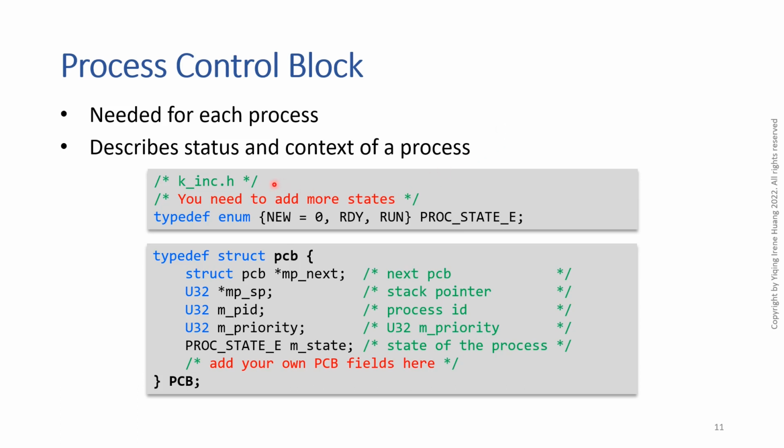In the starter code, we have predefined some states, such as the new state, the ready state, and the run state, and you need to add more states. For example, in this project, you have to add a blocked memory state. And then for the PCB, we give you a very simple one to get you started. It has a linked list data structure, so it links to the next ready process if you want to put all the PCBs on the ready queue. It has a stack pointer, a PID, the current priority, and the state. Then you want to add your own fields here, so expand this data structure.